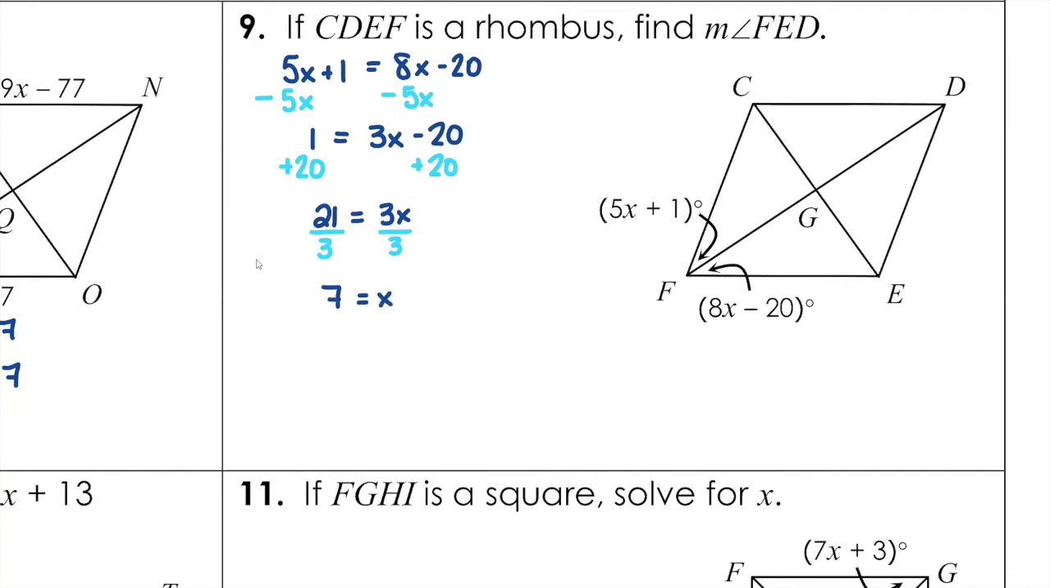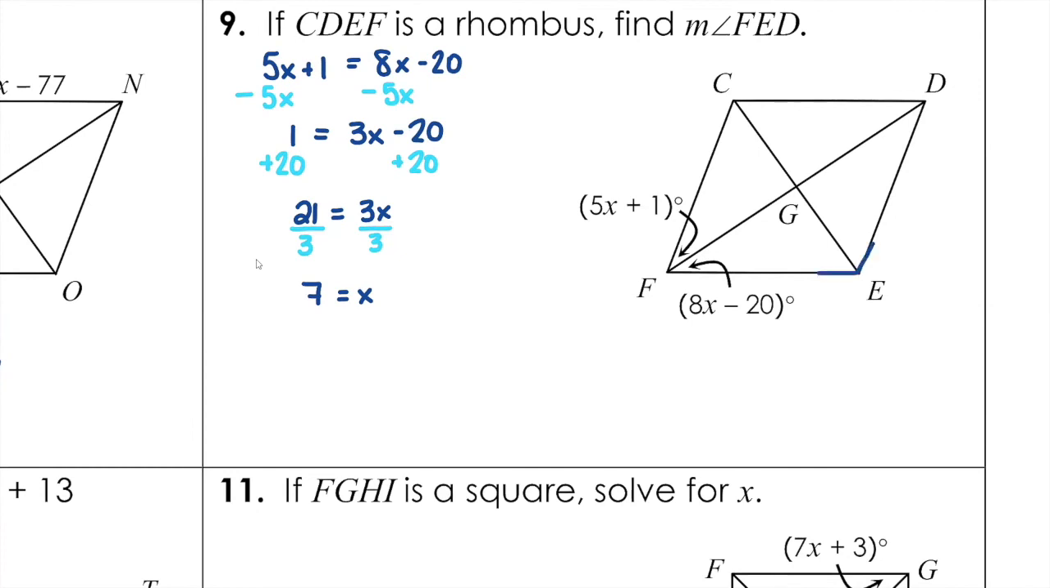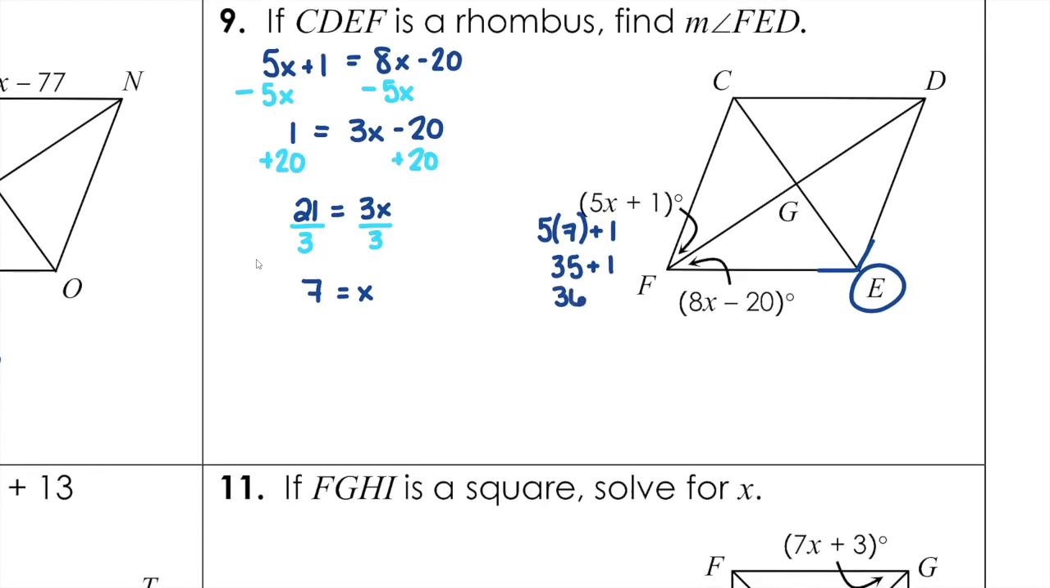It wants the measure of FED. So we've got to do a little bit of work to get there, don't we? We want the measure of FED. This is the one we're trying to find. So let's take that 7 and substitute it into our original problem. So 5 times 7 plus 1. 5 times 7 is 35. And 35 plus 1 is 36. That means each of these individual angles measures 36.